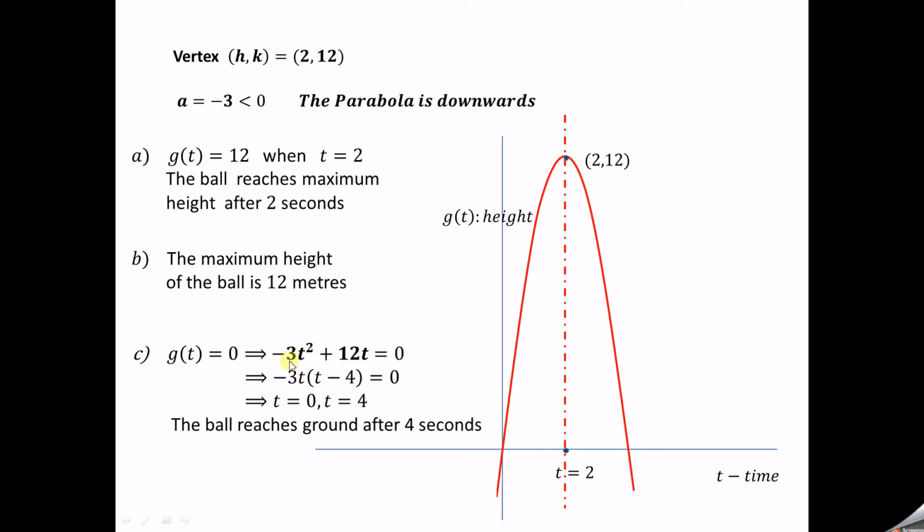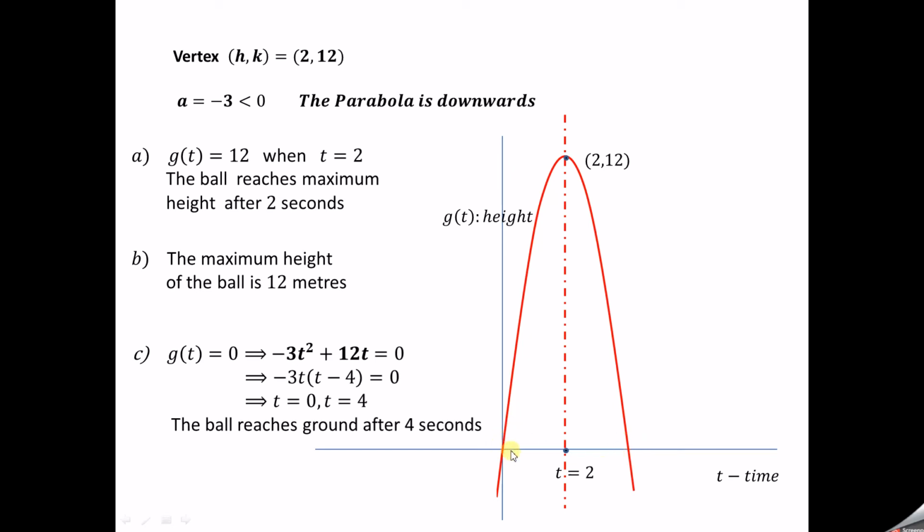If we solve after taking minus 3t as a factor from both terms of minus 3t square plus 12t, we get minus 3t times (t minus 4) equal to 0, which implies t equal to 0 and t minus 4 equal to 0, that is t equal to 4. Therefore, the ball reaches the ground when t equal to 0 and when t equal to 4 again.